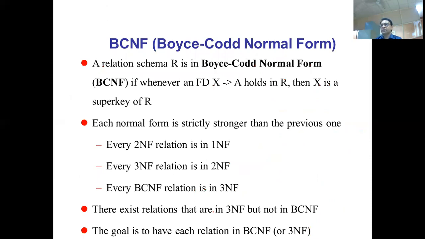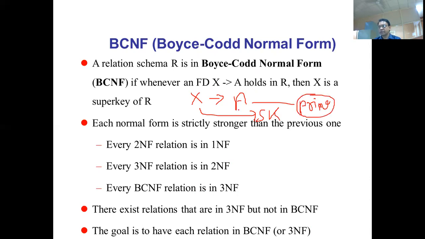Next we have BCNF. BCNF is stricter than third normal form. We can say that a relation schema may be in third normal form and it may not be in Boyce-Codd normal form, which is stricter than third normal form. The definition says that whenever we have a functional dependency X determines A in a relation schema R, then we discussed two conditions in the case of third normal form: either X should be a super key or A should be a prime attribute. In BCNF, the second condition is absent.